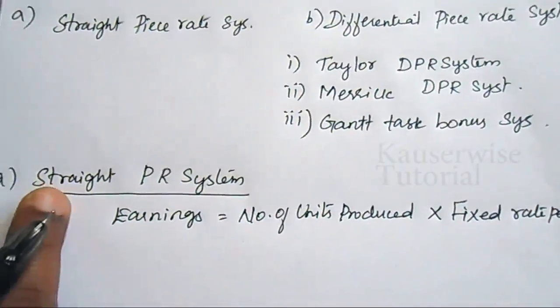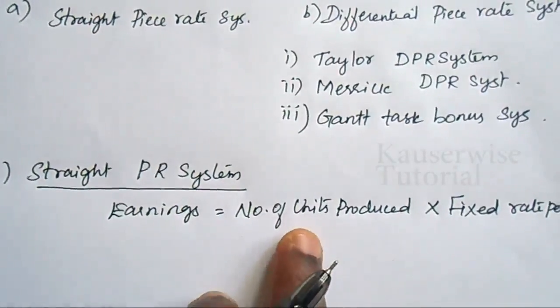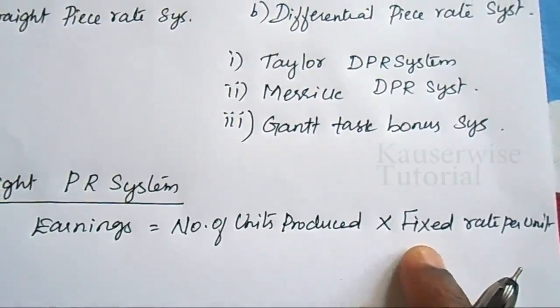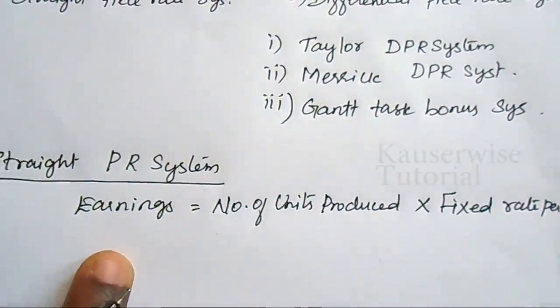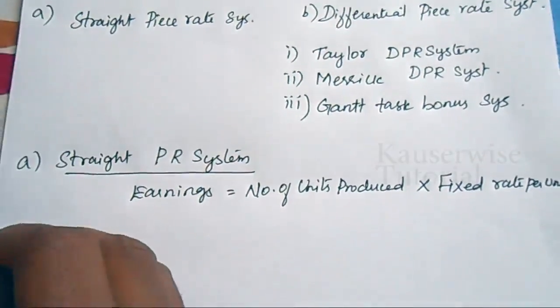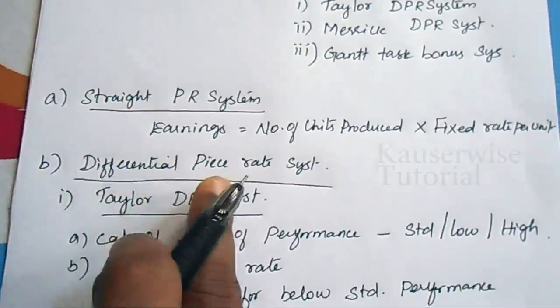So according to the straight piece rate system, earnings is equal to the number of units produced by each employee into the standard or fixed rate per unit. Multiply with this, and you will get the total wage according to the straight piece rate system. Next one, B. Differential piece rate system.